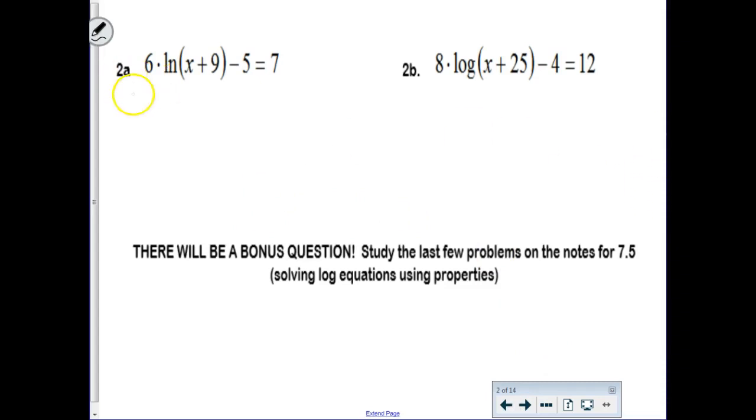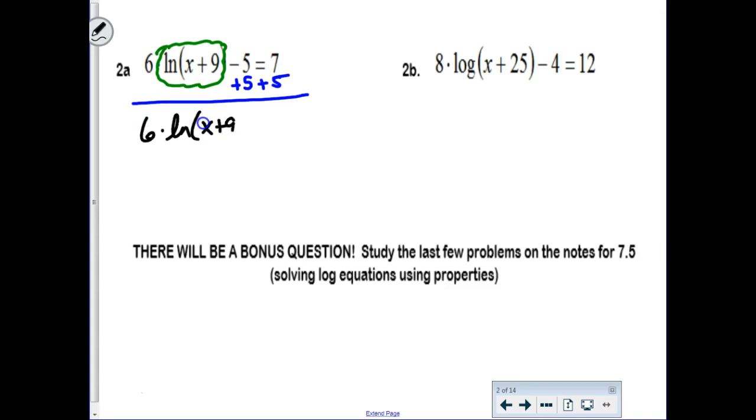So like here on number 2a, we need to isolate the logarithm before we do any exponentiation work, so I'm going to need you to isolate this part right here. This is going to take 2 steps, so we're going to add the 5. So we have 6 times the natural log of x plus 9 equals 12. And then again, we're not isolated yet, so you need to divide both sides by 6.